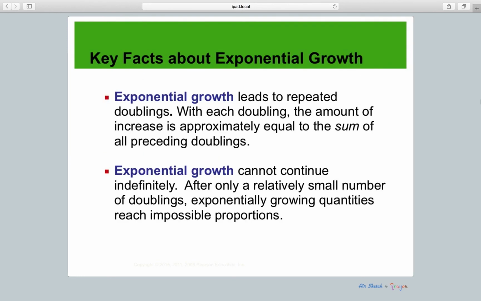So exponential growth leads to repeated doublings. With each doubling, the amount of increase is approximately equal to the sum of all preceding doublings. And the other thing is exponential growth cannot continue indefinitely. After only a relatively small number of doublings, exponentially growing quantities reach impossible proportions, as we illustrated with the parable of the bacteria in the bottle.